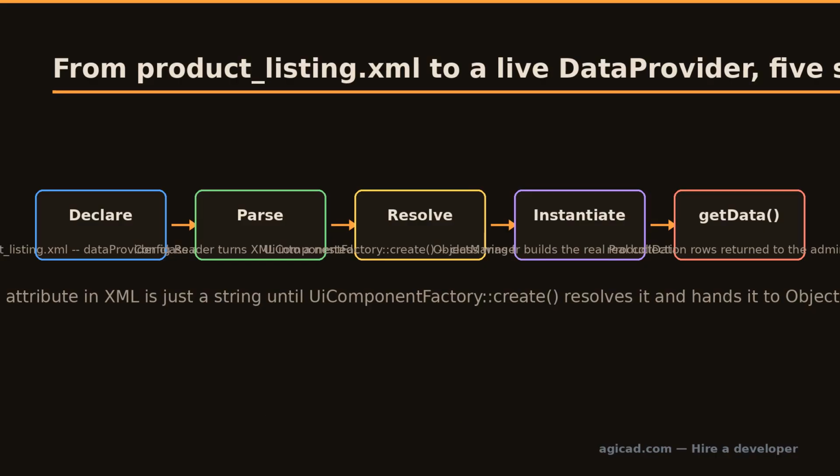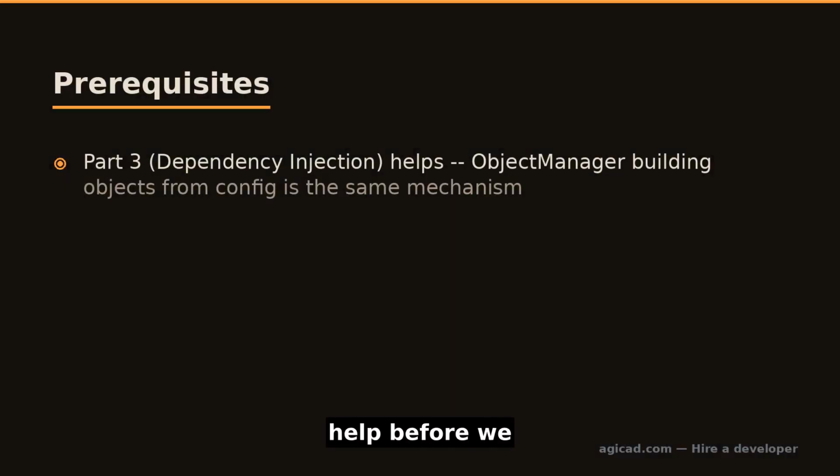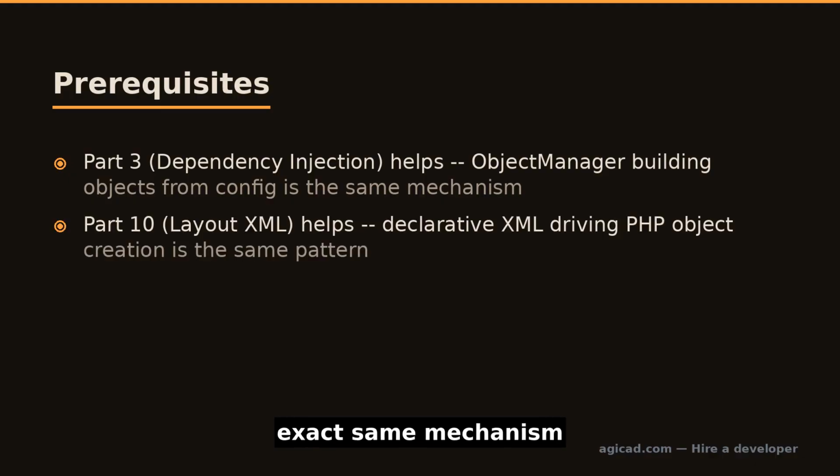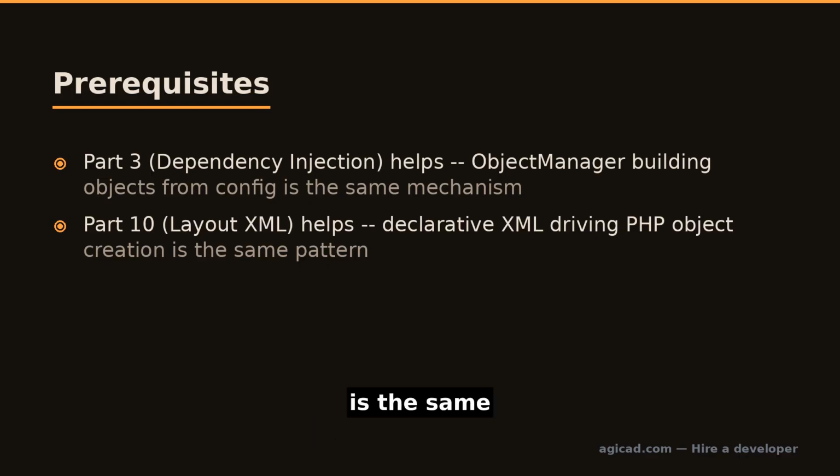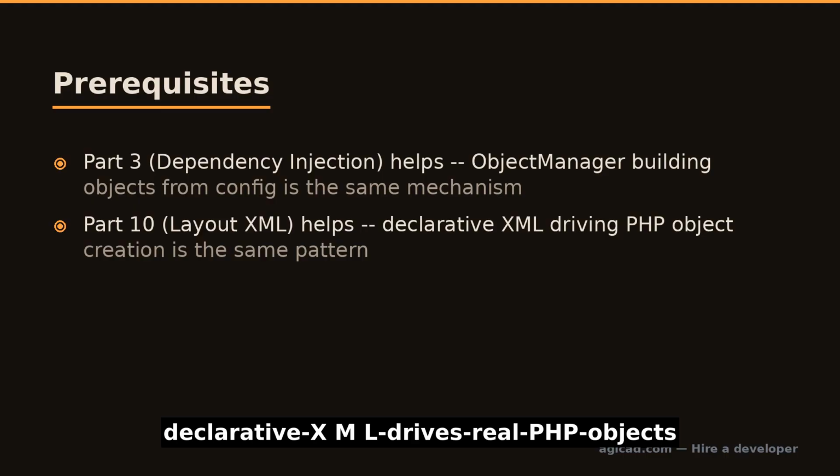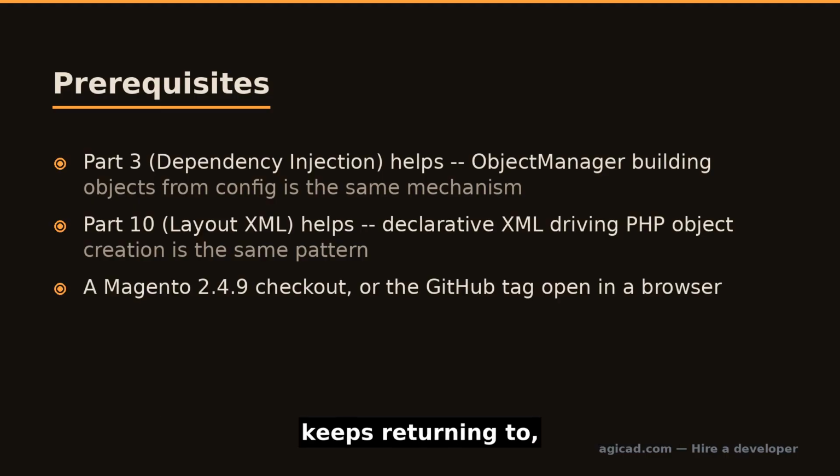A few things help before we dig in. Part 3, on dependency injection, is directly useful. ObjectManager building a real object from resolved configuration is the exact same mechanism this part traces, just triggered from a different config file. Part 10, on layout.xml, helps too. It is the same declarative XML drives real PHP objects pattern the series keeps returning to, and this part is really that pattern's cousin in the admin panel.